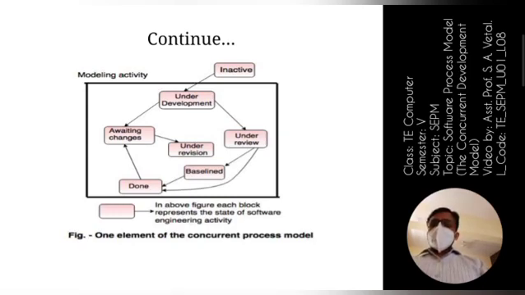Means you have just made some changes, but those changes should be reviewed. Then it will jump to the other states, the baseline state and the under revision state. So if we have reviewed that, then it will jump to done. But after done, if the customer has some other changes or some queries, then it will again go to the awaiting changes state. So this is the concurrent development process model or the concurrent model.